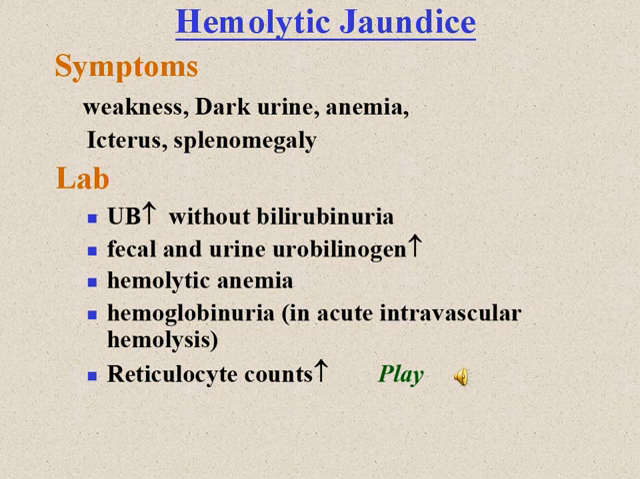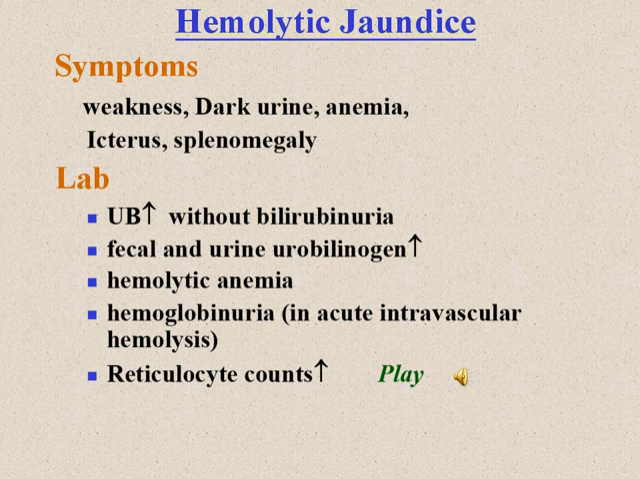Symptoms of hemolytic jaundice: weakness, dark urine, anemia, visceral and splenomegaly. The lab findings: unconjugated bilirubin level increases without bilirubinuria, but urine urobilinogen increases. In blood, unconjugated bilirubin level increases, and in urine urobilinogen level increases. And also hemolytic anemia and hemoglobinuria.